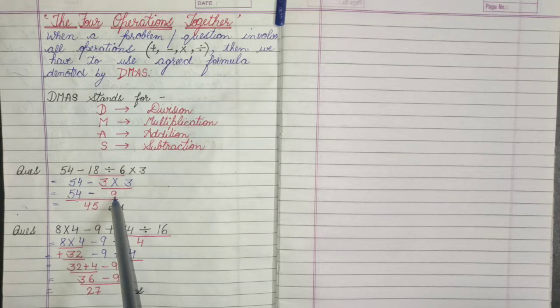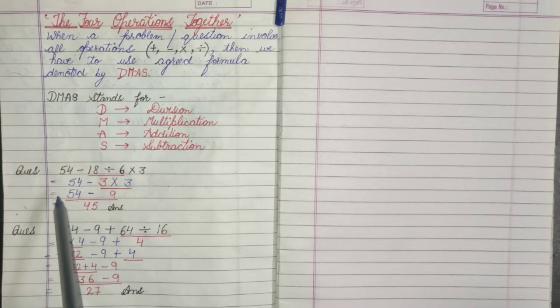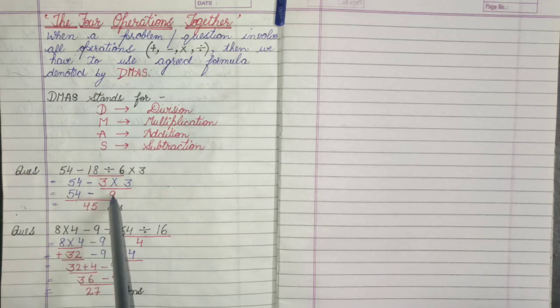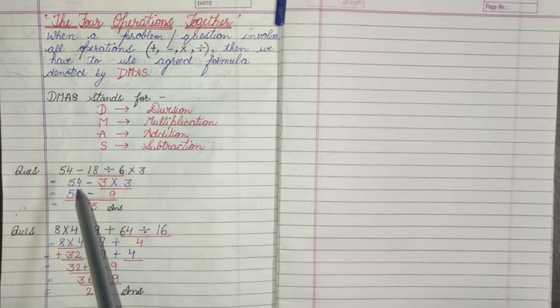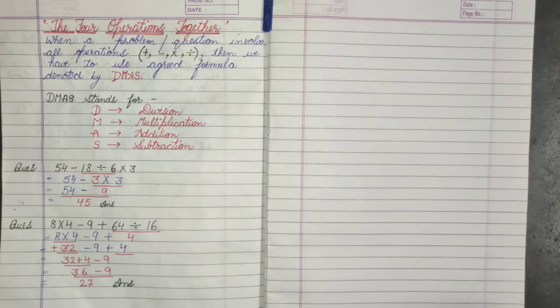54 minus 9, I told you, the numbers we underline, we write their answer below them. So 54 minus 9 is equal to 45. Hence, this is our correct answer. Am I clear everyone with this question? Yes, to make our concept strong, let's move to the next question.